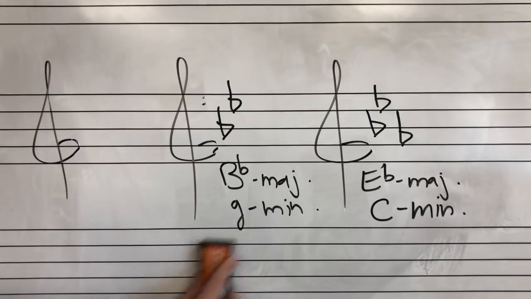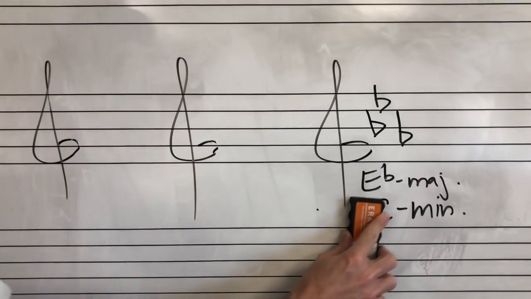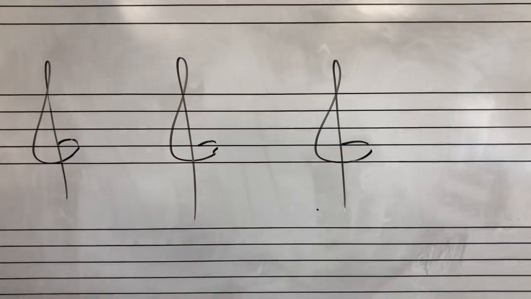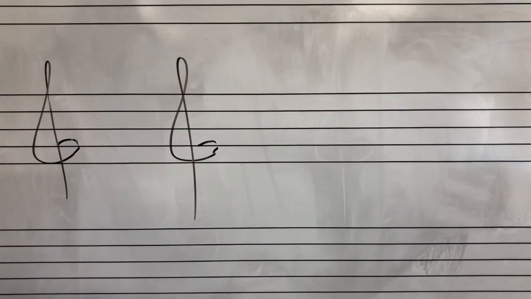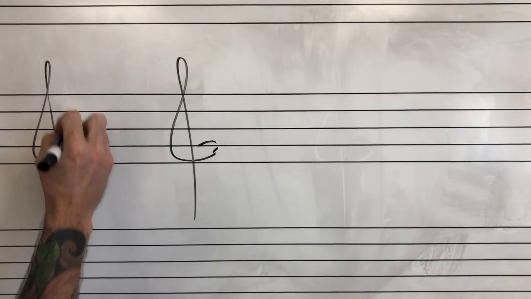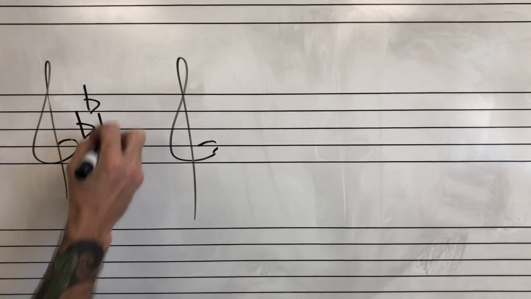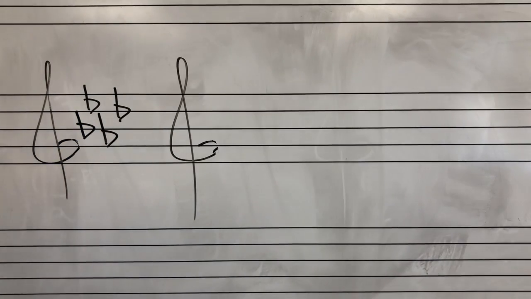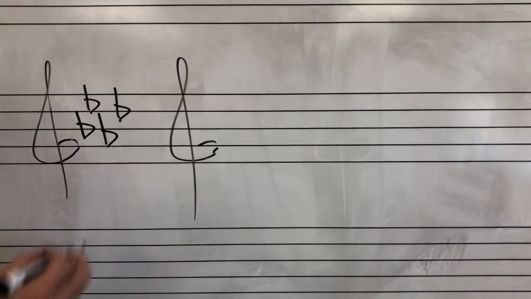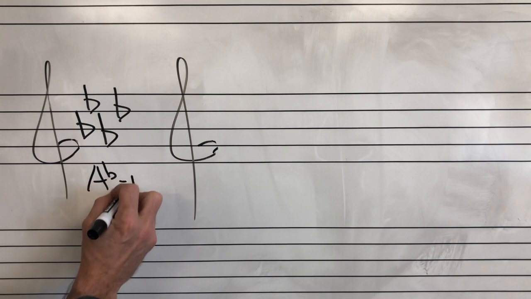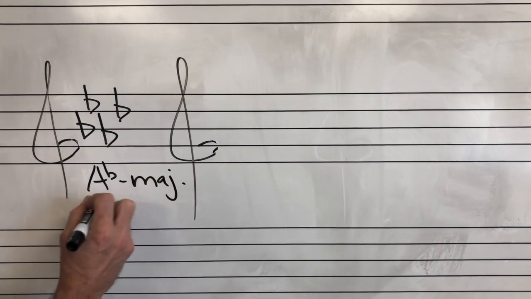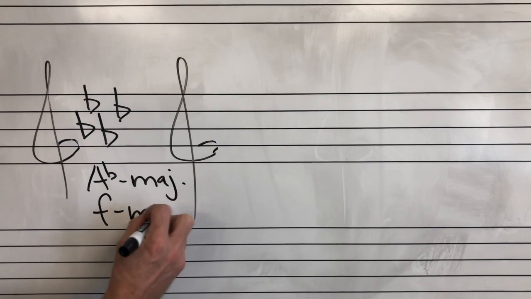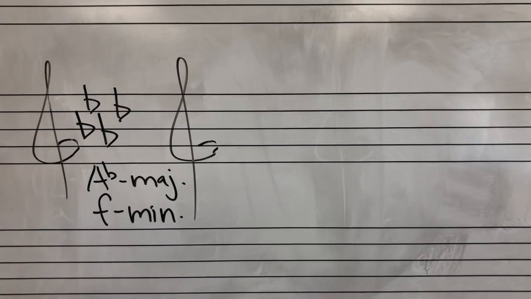But if you can't remember all the pairs of majors and relative minors, that's okay. Memorize the major scales because there are ways to figure out what the minor scale is. So here we have the key signature for A flat major. Its relative minor is F minor because that's the 6th scale degree in A flat major.